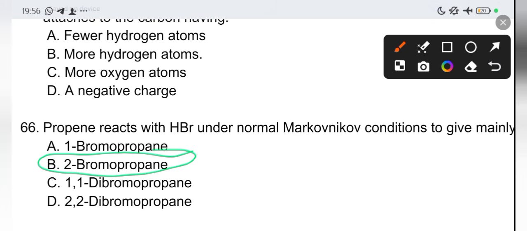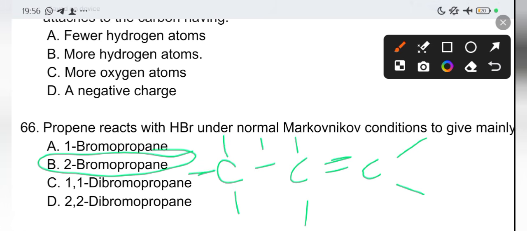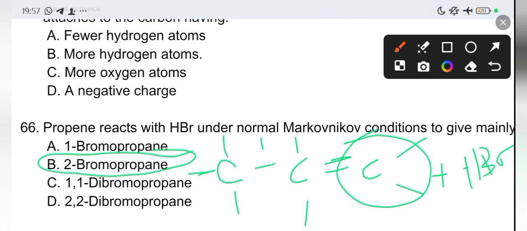So let's say we have C, and C here. This is propene, right? And then you have this carbon, and you're adding HBr. Once you add, this H comes to this particular carbon. That's where this H is going. Once the H comes here, it makes it balanced. So you have propane. It's now saturated. Okay.